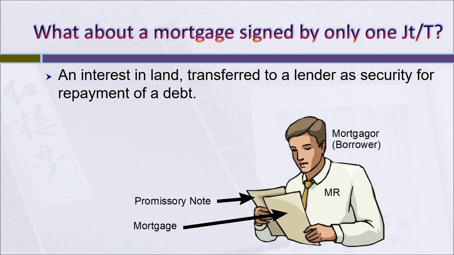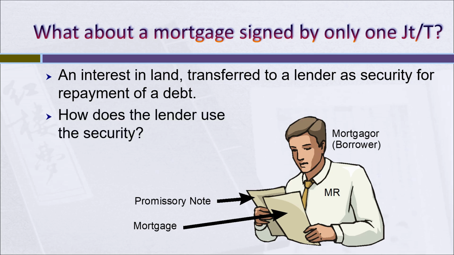And the mortgagor actually signs two different documents when they borrow the money. They sign a promissory note promising to repay the loan, and then they sign the mortgage, which gives the lender an interest in the real estate as collateral or security for repayment of the debt. How does the lender use the security? Well, if the mortgagor or borrower fails to make the payments on the note as required, then the lender can take the mortgage and use it to have the real estate sold and use the proceeds of that sale to apply toward the delinquent debt.